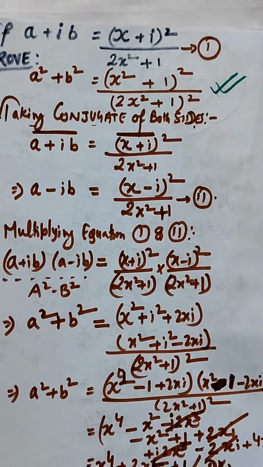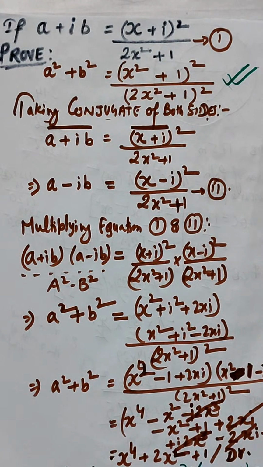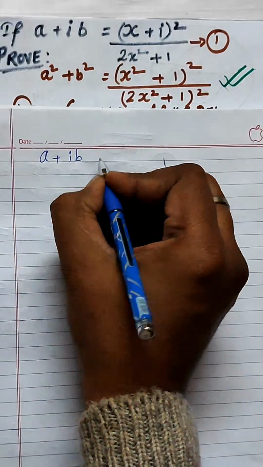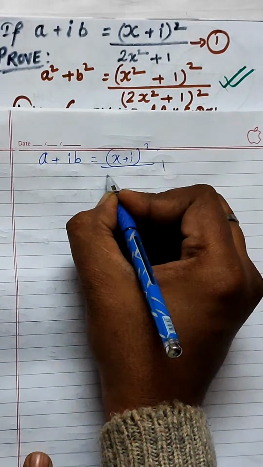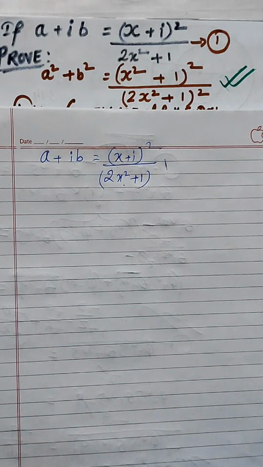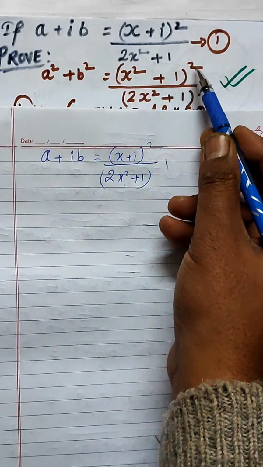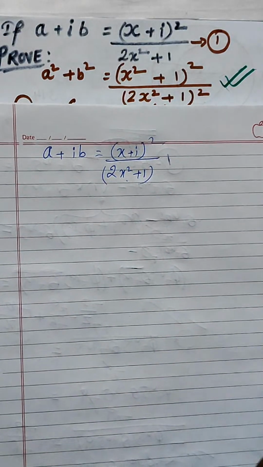Let me explain it again, where we have taken the conjugates and proved it. So in this complex number question, what is given? a plus ib is given as (x plus i) whole square by 2x square plus 1. We need to prove that a square plus b square equals (x square plus 1) whole square by (2x square plus 1) whole square. This is the question given to us.